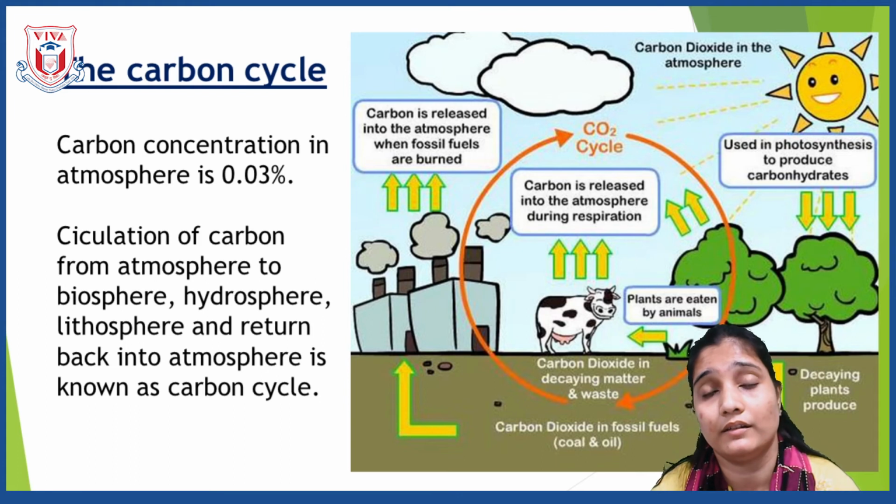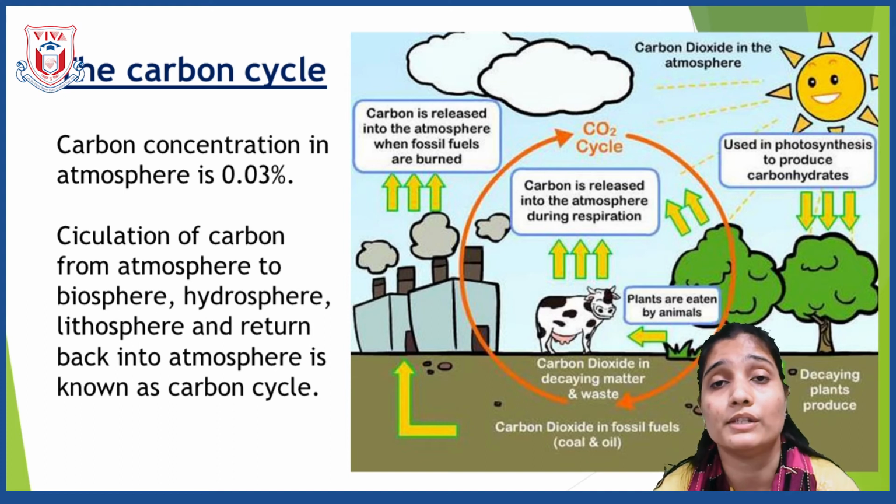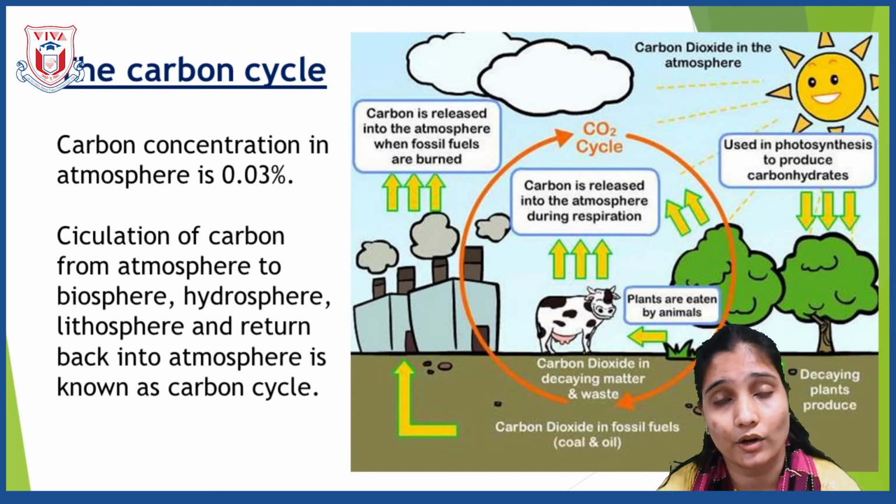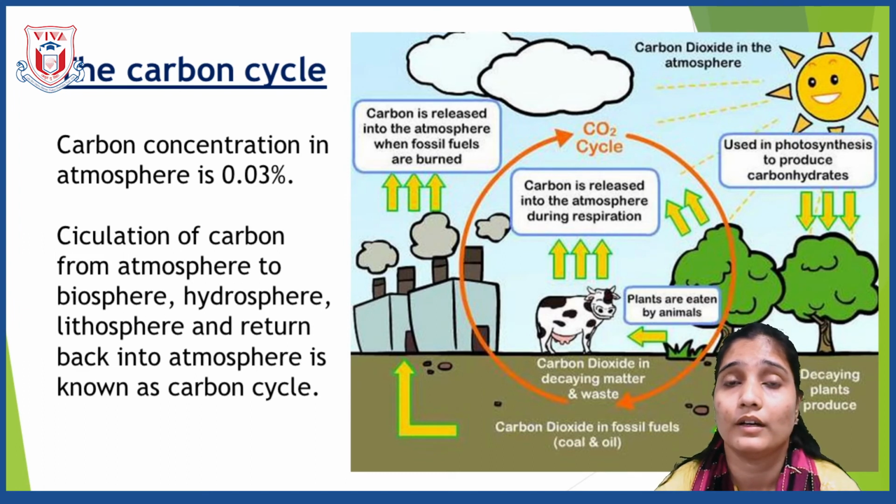Plants require carbon dioxide during the process of photosynthesis. So, plants trap carbon dioxide from the atmosphere and convert it into glucose with the help of sunlight and chlorophyll. And when plants are eaten by animals, the plant's carbon transfers from the plant body to the animal body. And when plants and animals respire, they release carbon dioxide into the atmosphere again.